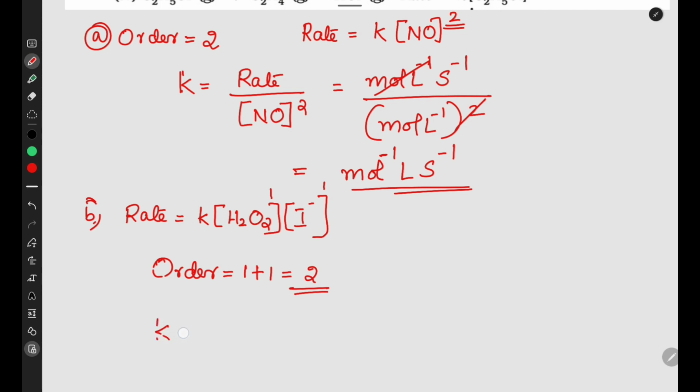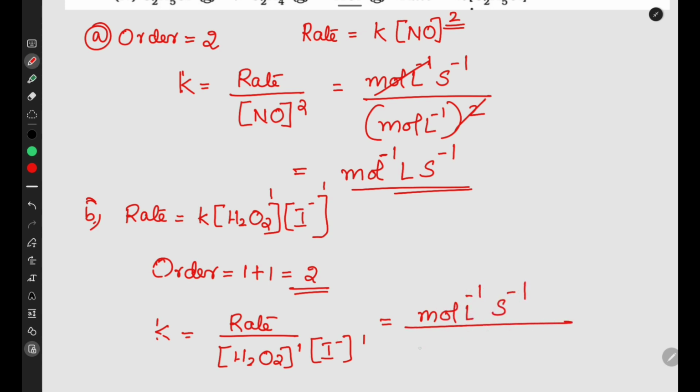Now unit of K is equal to rate by concentration of H2O2 raised to 1 into concentration of I minus raised to 1. Unit of rate is mole liter raised to minus 1 second raised to minus 1 and concentration unit is mole per liter, that is mole liter raised to minus 1 the whole square. We can cancel 1 mole per liter, so we will get mole raised to minus 1 liter second raised to minus 1.